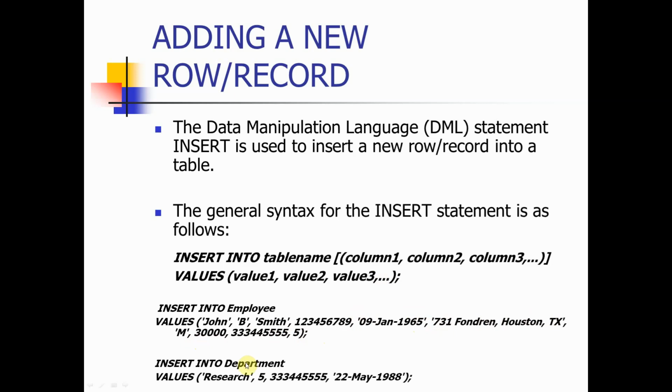Similar things, if we want to insert into department, we have values: research department, department number 5, which is a number, and then the social security number, and then the starting date for the manager. And therefore, these are the 2 examples you will be able to see. Of course, both examples do not include those optional column 1, 2, and 3, because they simply follow the order of the table creation for each attribute.